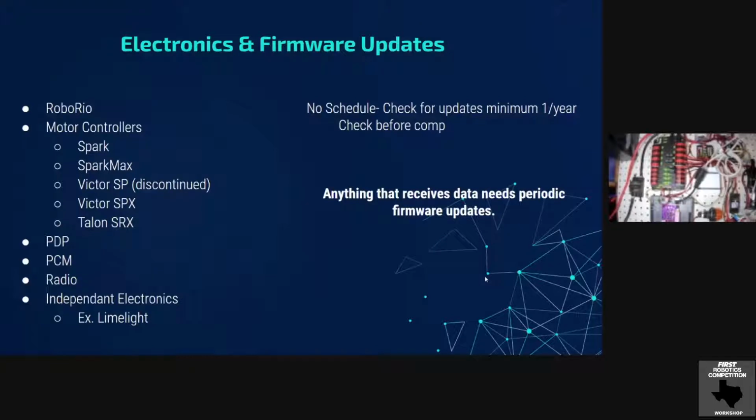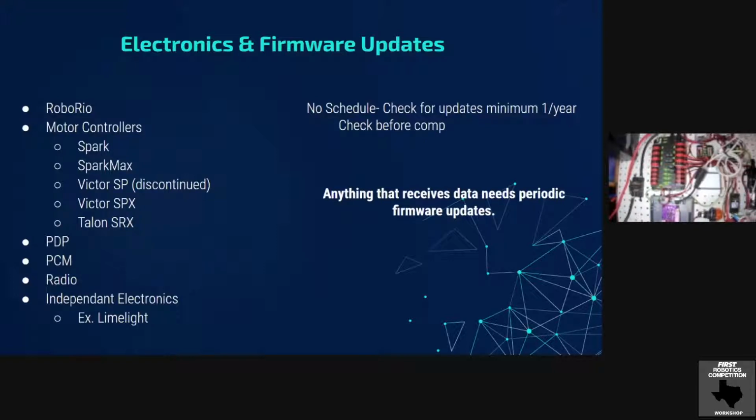Okay, so next we're going to talk about, and this gets a little bit into the programming, but I just want to make sure that we cover it, the electronics and firmware updates. So all of these different components require updates. Your RoboRio, all of your motor controllers, your PDP, PCM, radio, any independent electronics you're doing. Typically, updates will come out at least once a year, usually around the beginning of the season. But I always tell my programmers who are working on the team, for your safest bet, always check for updates on all of your components at the beginning of the season and before every competition.